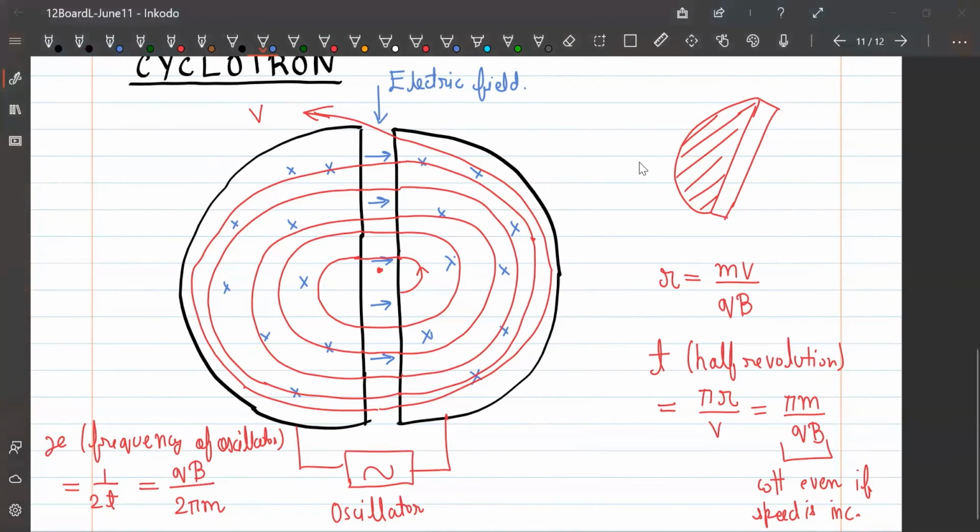But why is velocity increasing? Because in this small region there is an electric field. So as the particle comes into the electric field region, the velocity increases. After crossing the electric field region it comes into the magnetic field region, where the radius increases because the velocity has increased. Then again when it comes into the electric field region, the speed will increase. Okay. Yes, sir. So between the 2 Ds there is a small region where there is an electric field and the velocity is increasing because of that electric field.